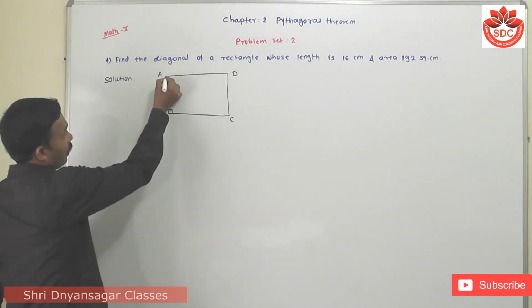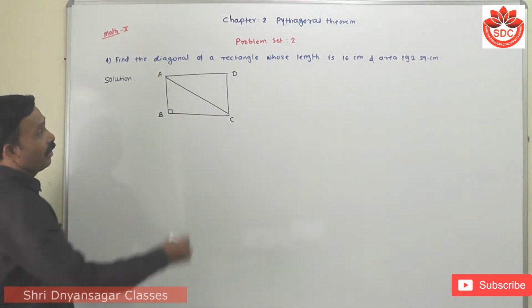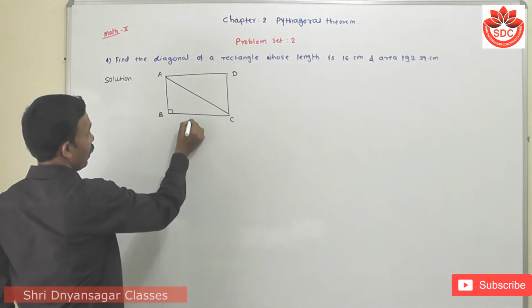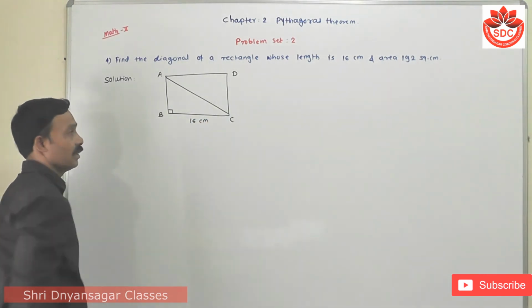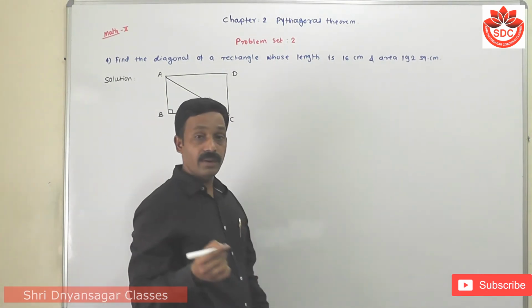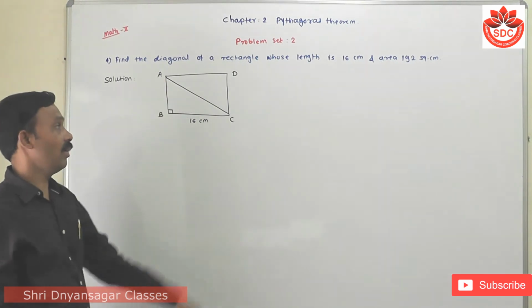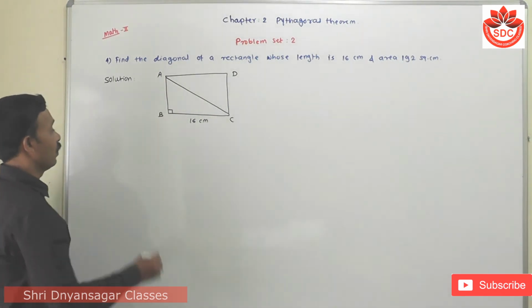We have to find out the length of the diagonal. Suppose we find out the value of AC. Then whose length is given? Length is how much? 16 centimeter. Now by using this length and area, we have to find out its breadth, and then we use the Pythagoras theorem to solve for the value of AC. So simple one. Look here.